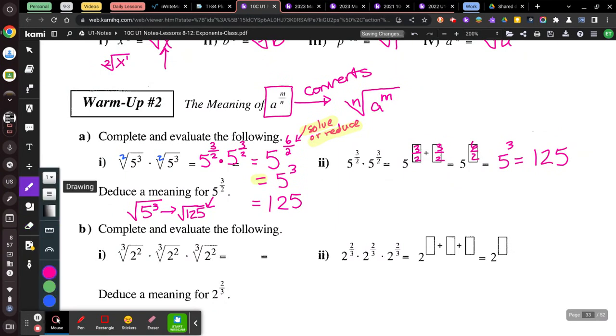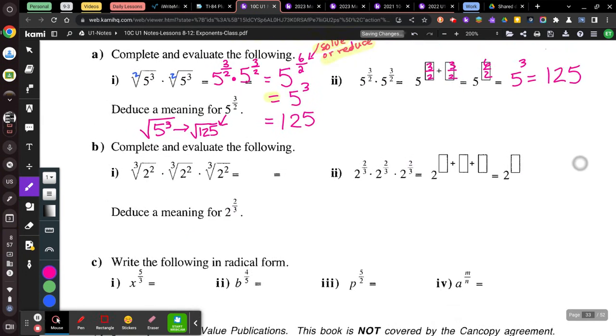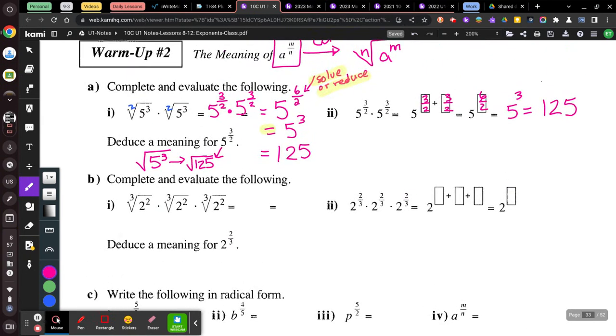Okay, let's take a look at what happens with the 2's. Well, if I ended up with just 5 to the 3, and I had 2 of them, what do you think this next one's going to end up with? What do you think it'll end up with?